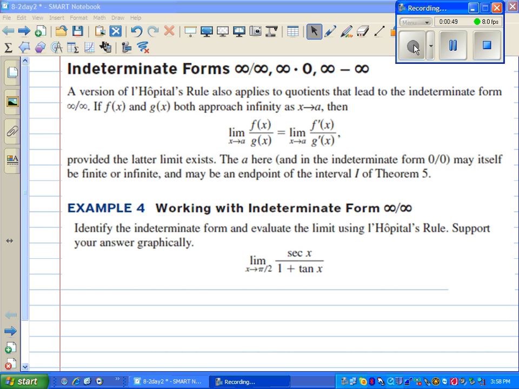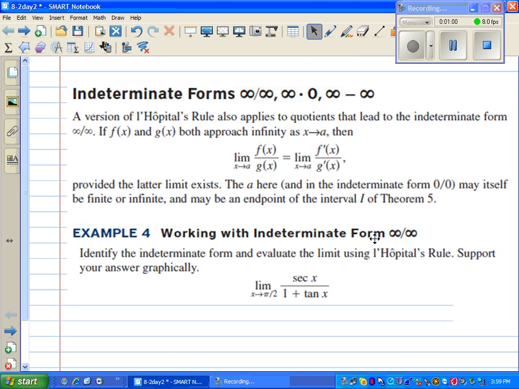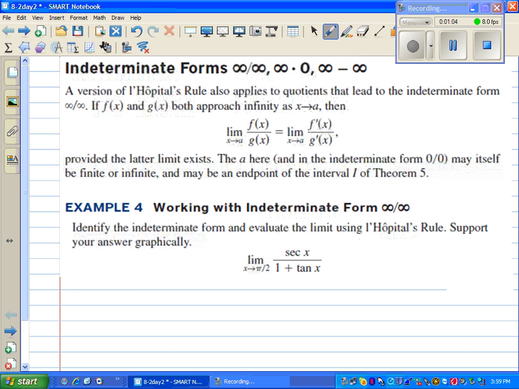Example 4, working with indeterminate form infinity over infinity. Identify the indeterminate form and evaluate the limit using L'Hopital's rule. Support your answer graphically. Now, we're looking at secant. If we graph secant, secant is the reciprocal of cosine. So here's a quick version of cosine. Anywhere cosine is 0, secant is going to be undefined, so we have an asymptote there. And then here is pi over 2, and this would be 3 pi over 2. Now we invert cosine between the asymptotes, and there's your secant function.